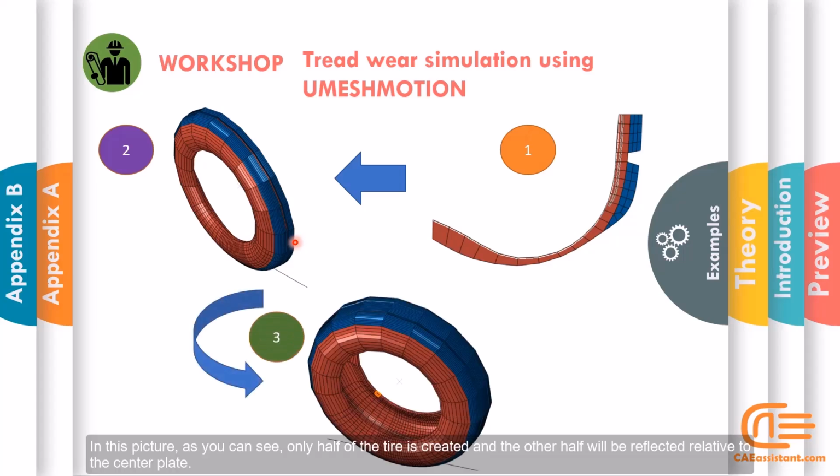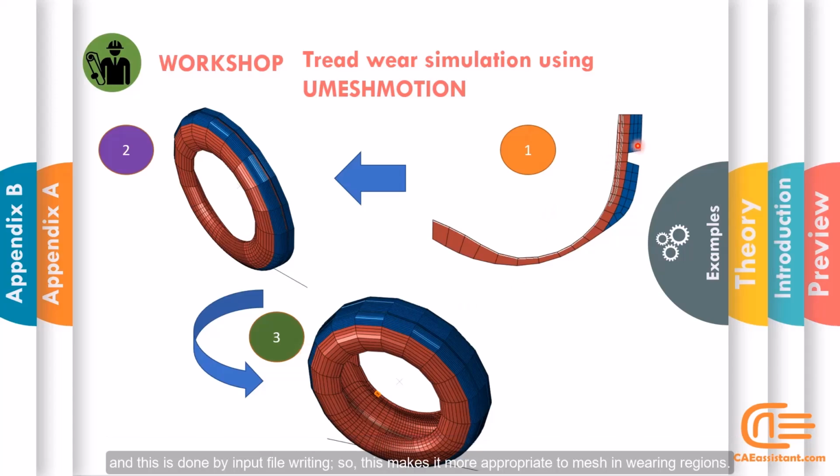In this picture, as you can see, only half of the tire is created, and the other half will be reflected relative to the center plane. It should be noted that the modeling of the workshop is not done in the part module in the graphical interface of Abaqus, or GUI. This is done by input file writing, so this makes it more appropriate to mesh in wearing regions. Further details on the modeling steps will be provided in the writing of input file section. Because there is wear, the size of the mesh is significant in places of wear.